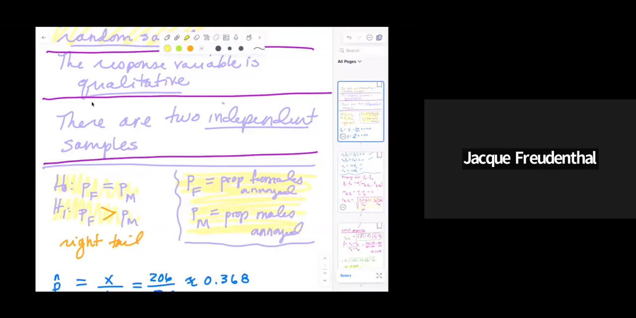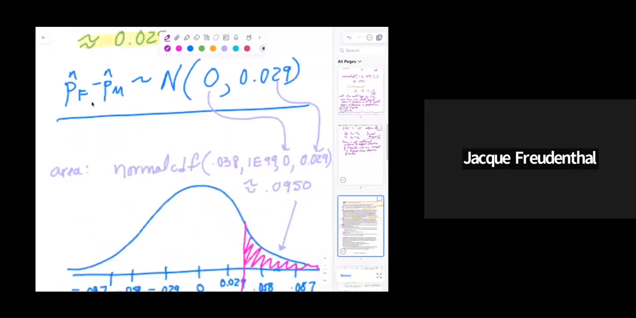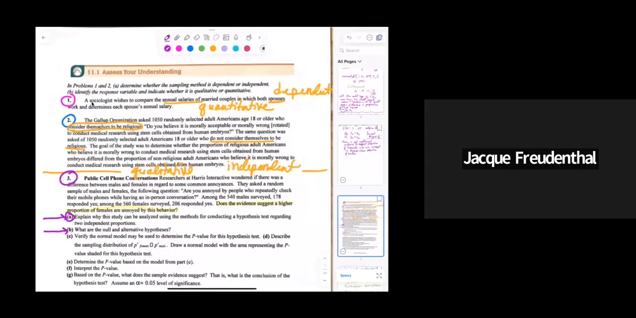Okay, so we need to get some sample statistics from the samples that were taken. We need to get our p-hat. We need to also check if we can use the normality requirement. So I'm going to go back to the worksheet and just make sure I'm following along with what you have in front of you. Okay, part C says verify the normal model may be used to determine the p-value for this hypothesis test. Okay, so this is what we're answering now.